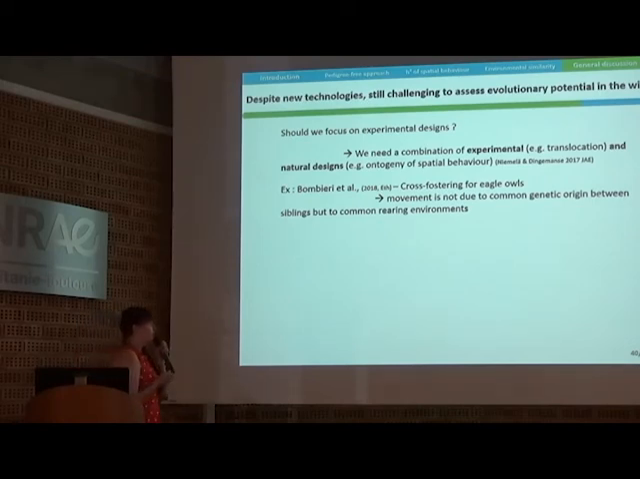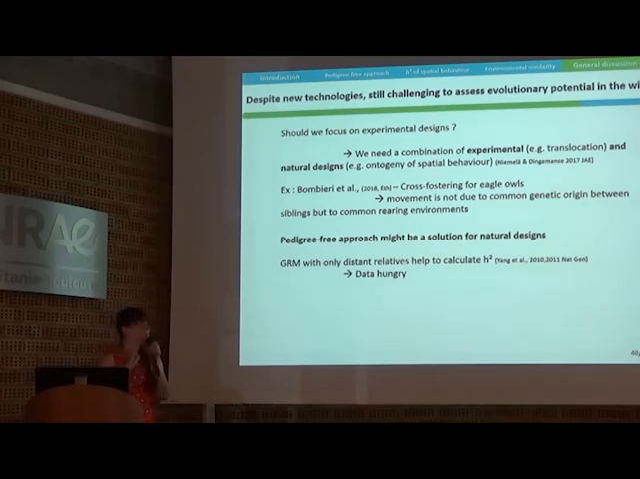And they have shown that movement was not due to common genetic origin, but rather to common rearing environments. So here they distinguish between genes and environment. But experimental design is not possible for every species, and here I think that genomic relatedness matrices might be a solution. Because with genomic relatedness matrices, it's possible to calculate heritability but also evolvability with only distant relatives. So you're not going to have any more confounded effects between genes and environment.